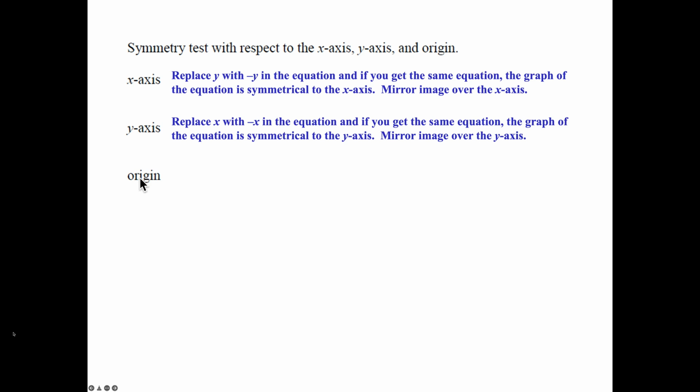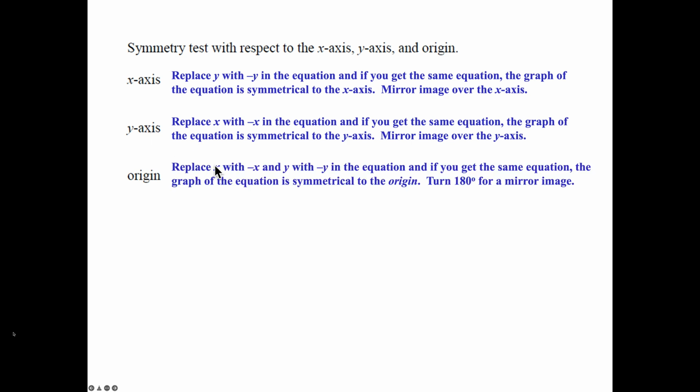And the origin, to be symmetrical to the origin, you have to do both the x and the y rule. You've got to take all the x's and make them negative x's, and take all the y's and make them negative y's. And if you can simplify the equation to come back to the same equation, then the graph is symmetrical to the origin, which means you're basically putting your pencil at the origin and turning your paper 180 degrees, and it looks exactly the same if you actually saw the graph. Okay?